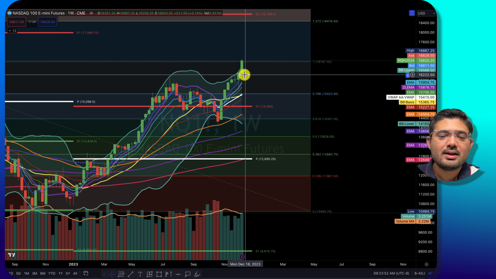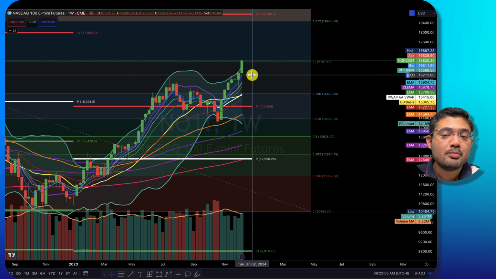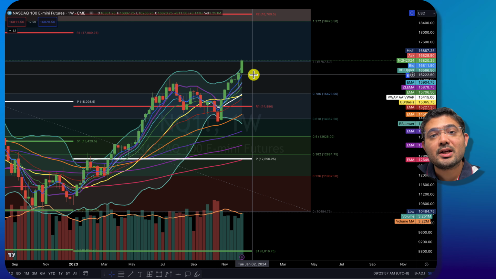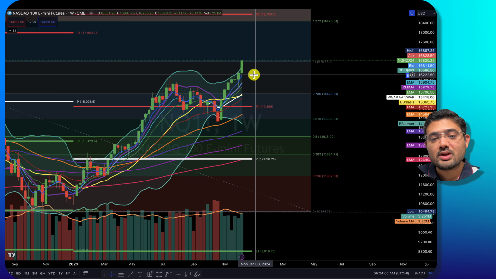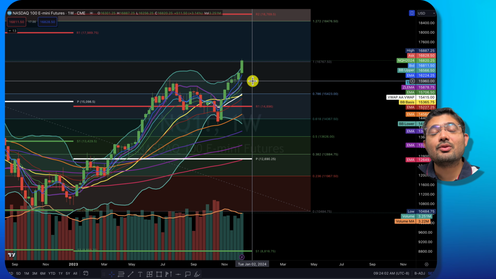I personally don't think that we will go below the 5-day EMA for the coming 2 to 3 weeks, but we'll see what happens. This is my analysis on the weekly time frame.